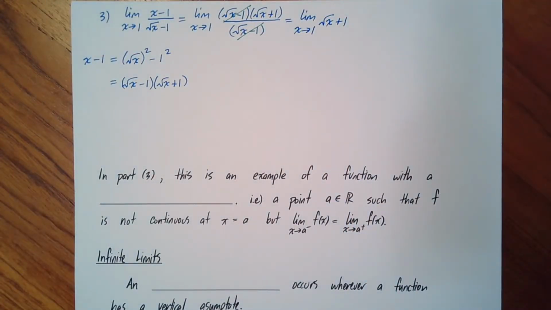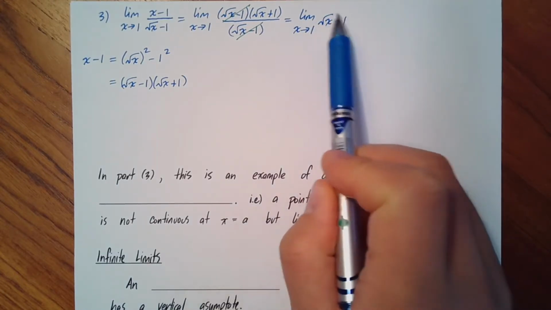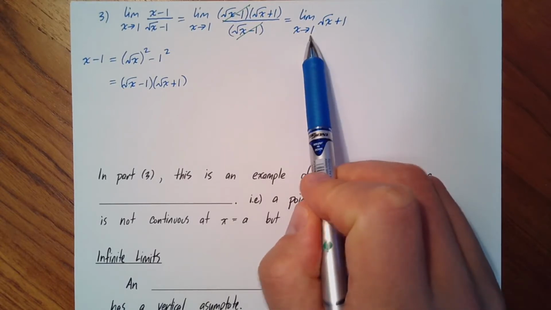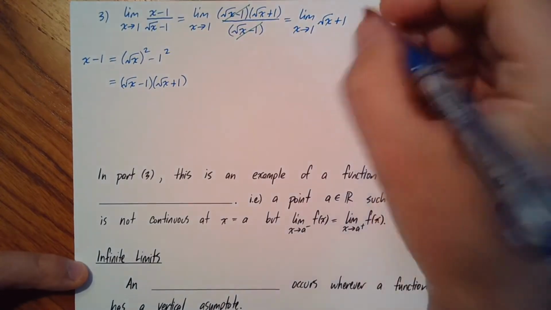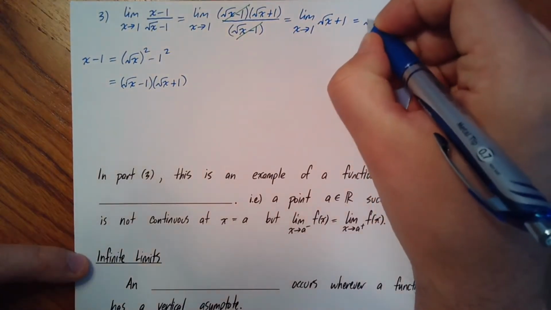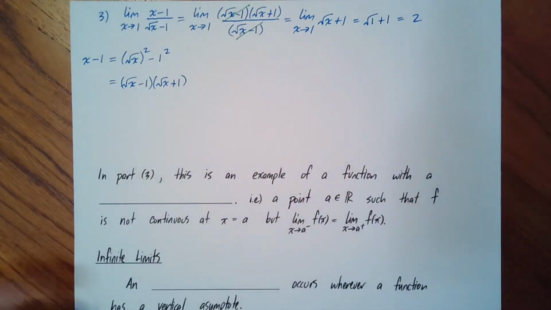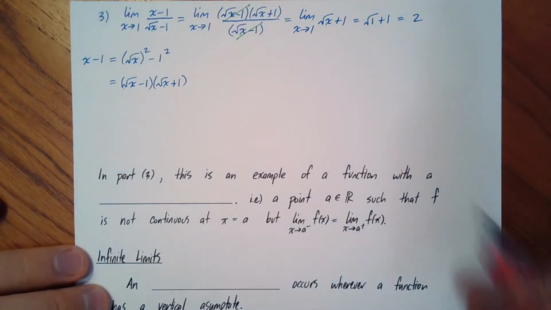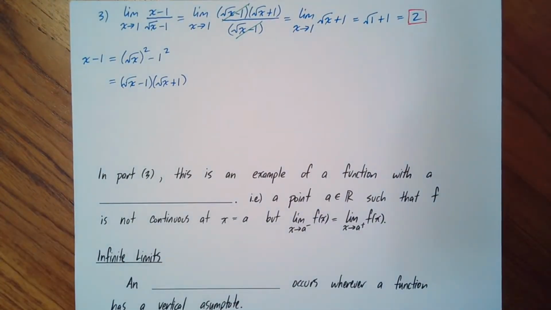And that is a continuous function on its domain, right? This is still a continuous function, and this is a continuous function that happens to be defined at the point 1. So now if we plug in x equals 1, we get a finite value. We get the square root of 1 plus 1, which is 2. So that's how we can work that limit out. So that's an algebraic solution to that problem.